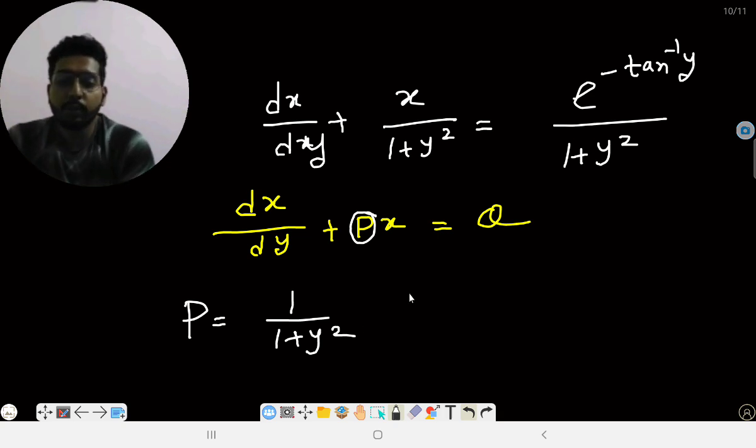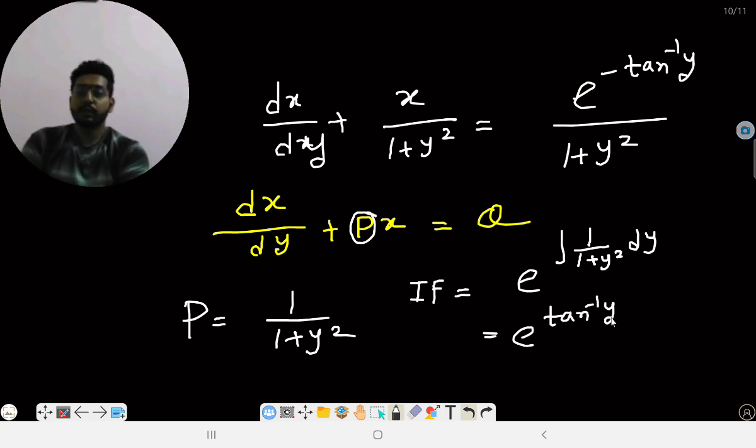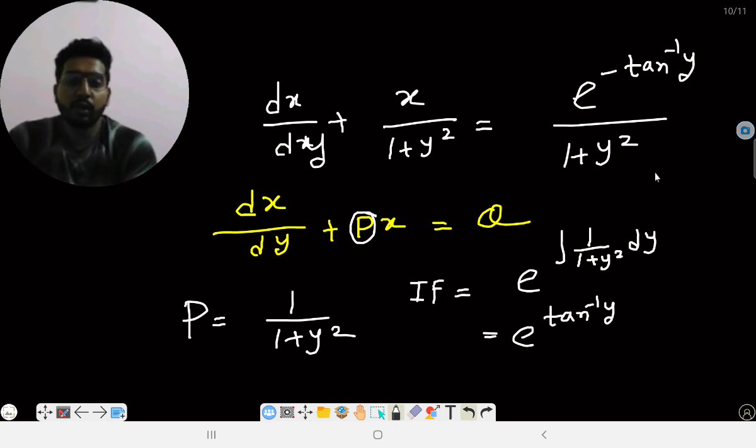Now if you got the p, you have to find the integrating factor. What is the integrating factor? e to the power integration of 1 by 1 plus y square dy. Now what is the integration of this one? The integration of 1 by 1 plus y square is tan inverse y. So this is the integration. Okay, now suppose this is equation number 1.